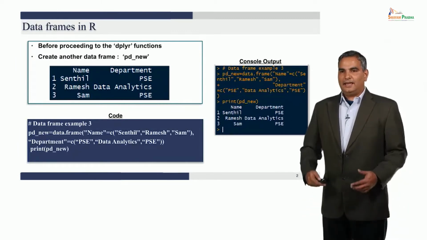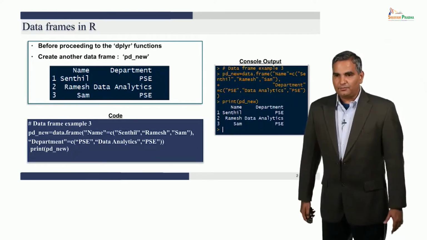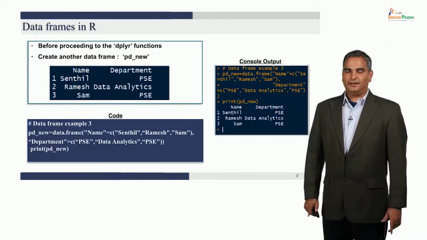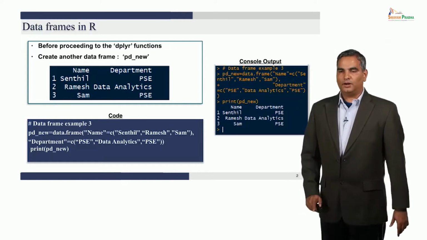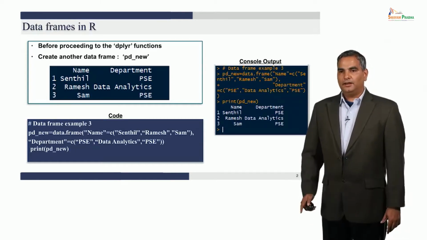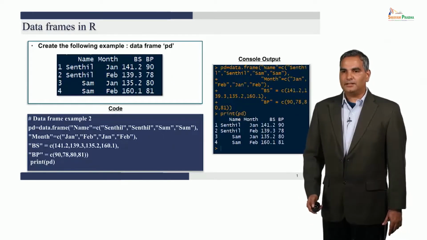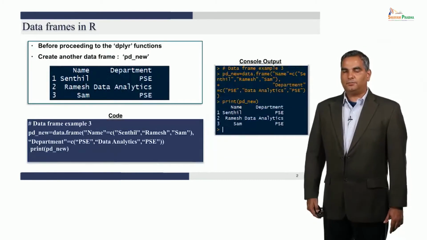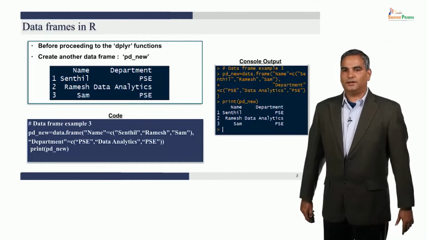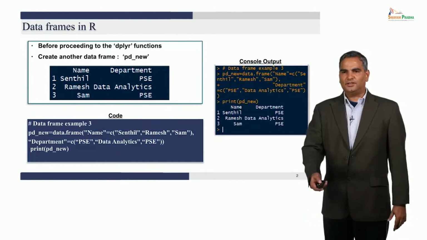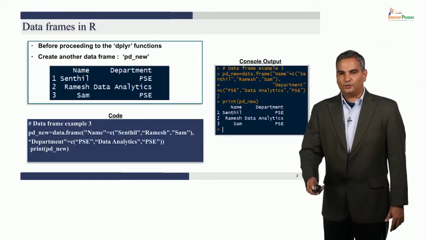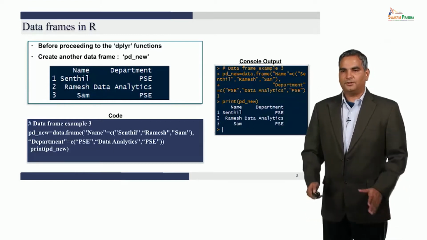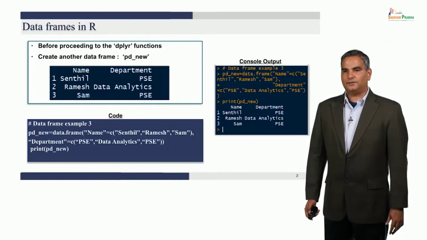Now, let's say I generate another data frame, which is PD new. Interestingly, this has only two columns. One is name, another one is department. It doesn't have the month, the blood sugar, and blood pressure. Now the question is, is it possible to join these two data frames? This data frame is generated using the commands that are shown in the code window of this slide. Very, very simple, same commands as we've seen before.